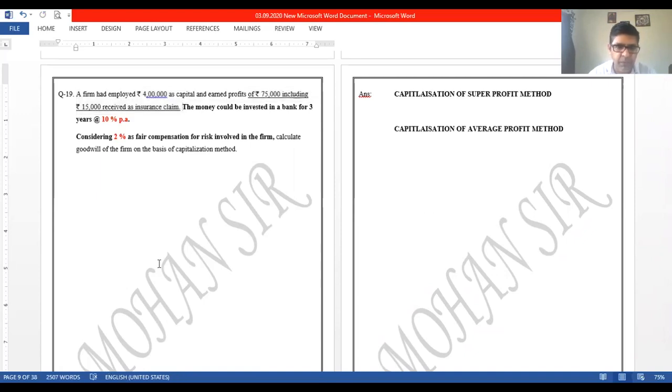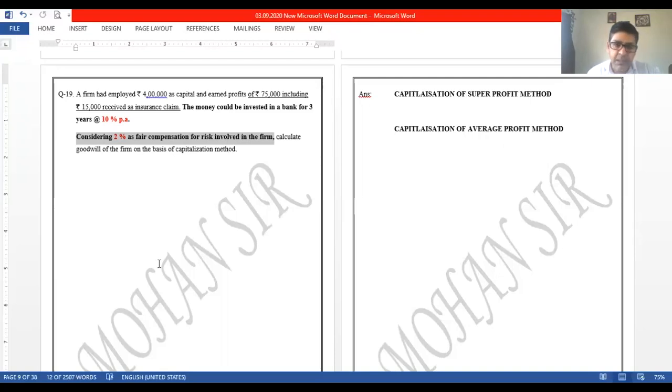Now, this is a statement for which I have done the sum. The money could be invested in a bank for 3 years at the rate of 10% per annum. Okay, meaning if it is kept as a fixed deposit in the bank, then 10% interest will be received from there. That's fine. But we are into the business. So what are they telling us about the business? Considering 2% as fair compensation for risk involved in the firm, calculate goodwill of the firm on the basis of the capitalization method, right?